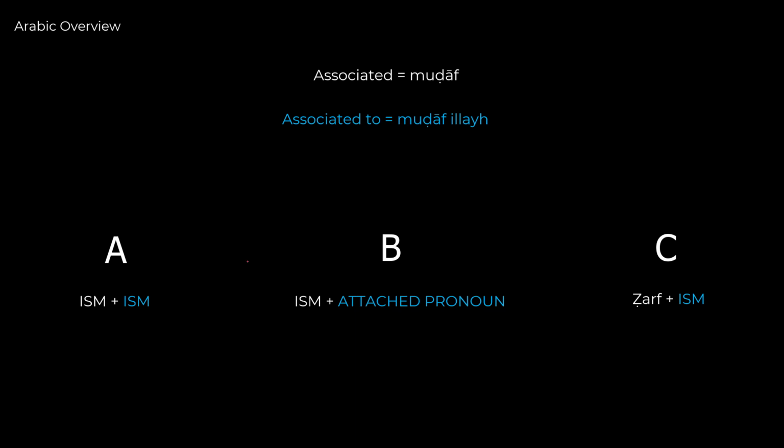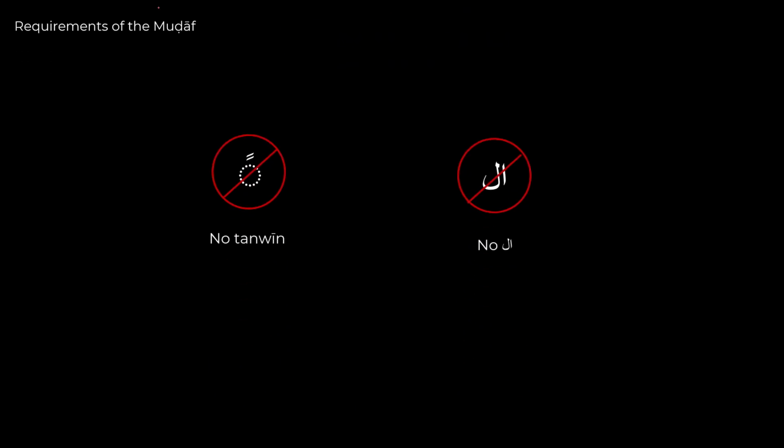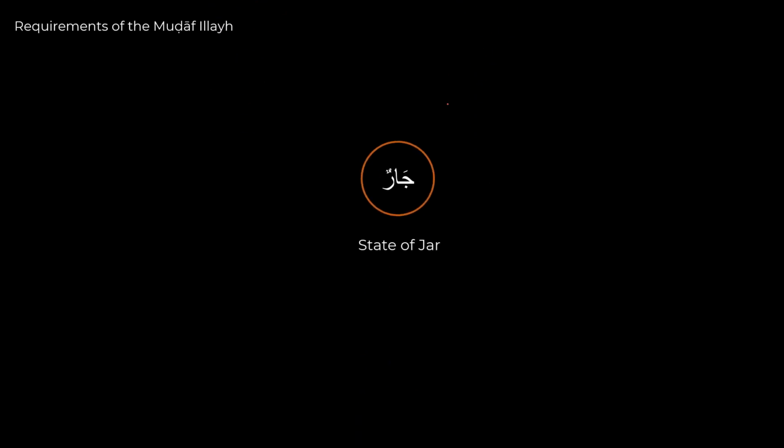So let's take a look first at some of the overarching requirements for something to be a mudaf. This applies across all three types. If something's going to be a mudaf, the associated, then it's not going to have a tanween, nor is it going to have alif lam. It can never have these two things. So as soon as you come across a word with no tanween and no alif lam, know that you're most probably working with a mudaf. And the thing that will cement in your mind that this is an association fragment is the word that comes directly after it, because between the mudaf and the mudaf ilayhi, there are no words that come. They're always together as one.